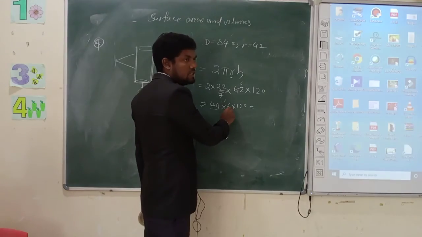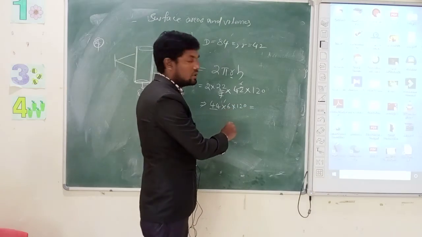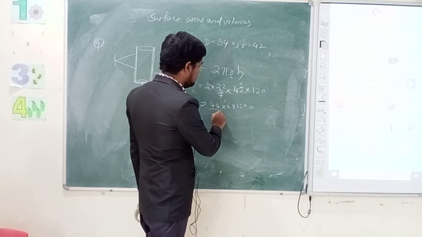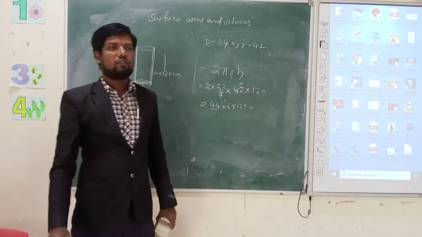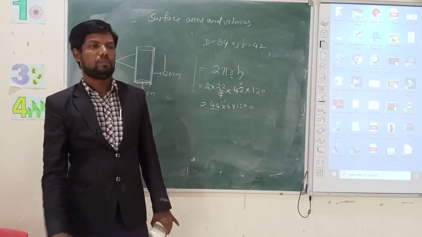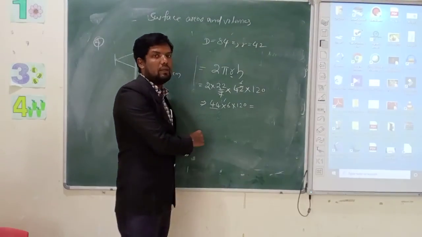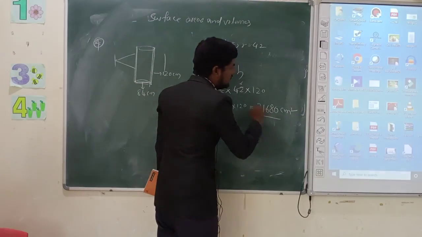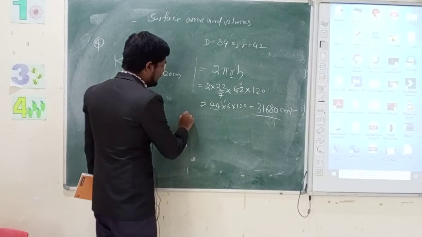44 into 6 into 120 is 31,680. For one revolution, we got 31,680 centimeters square.